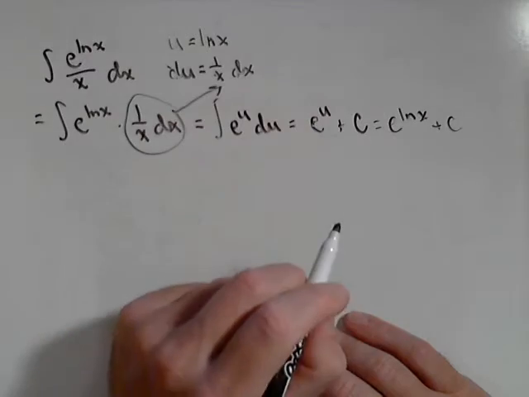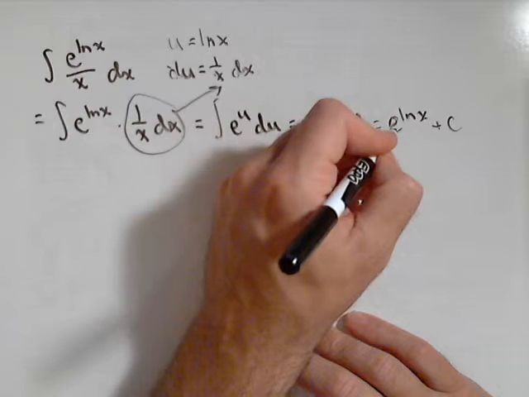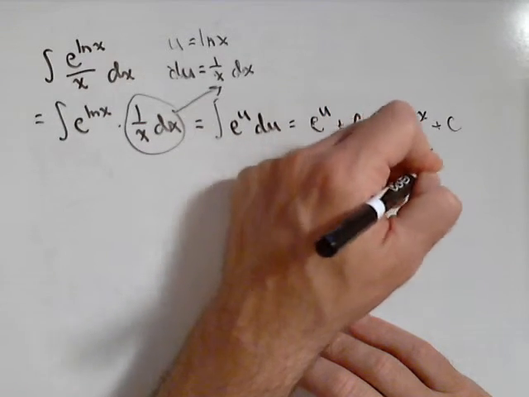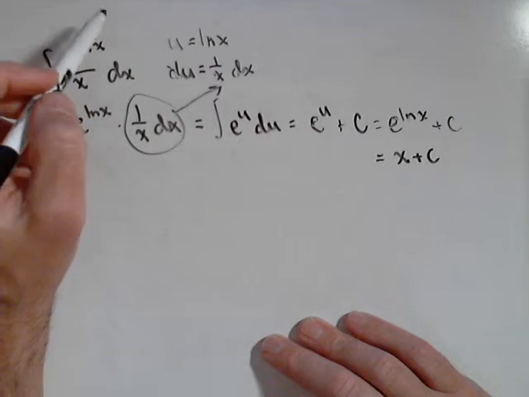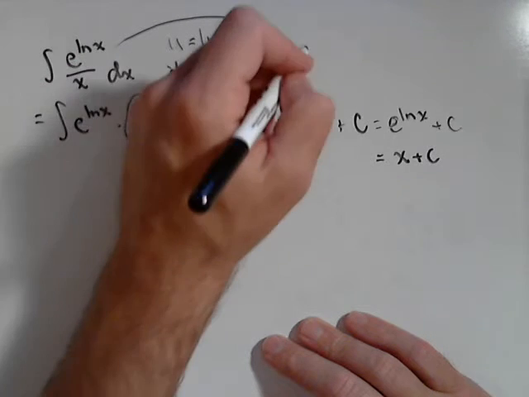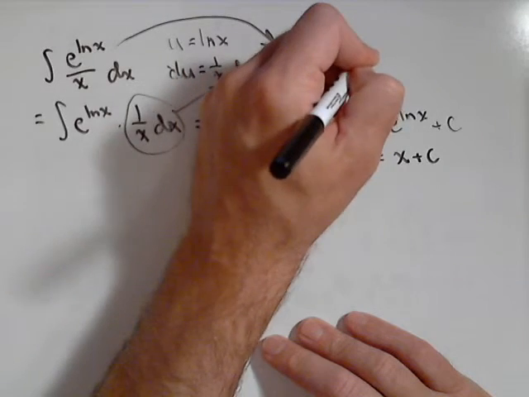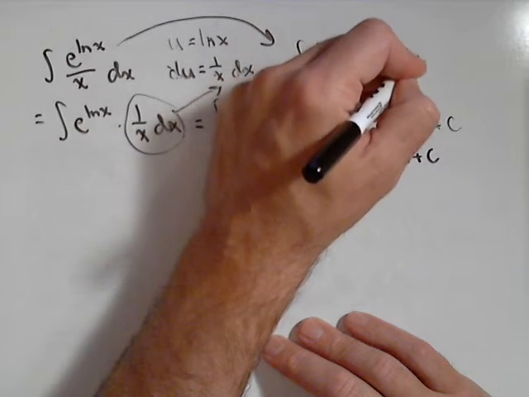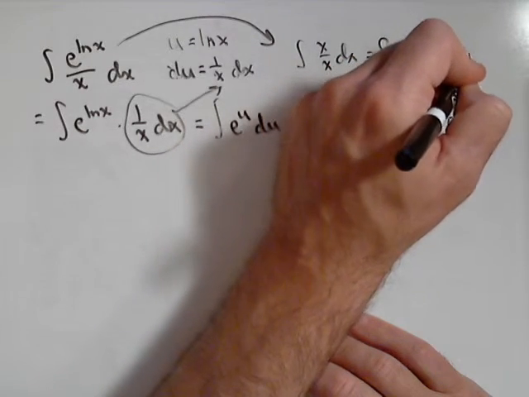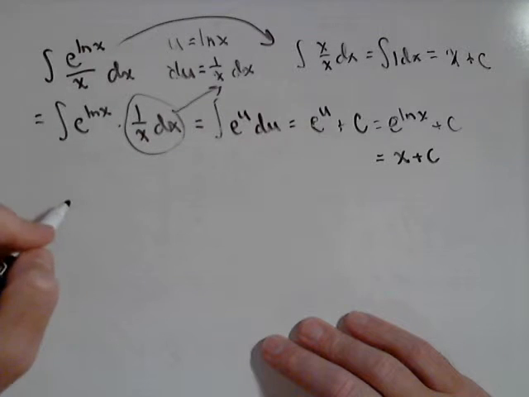plus c. Now on this one there's a property of logs that we could have applied. e to the ln of x is just x, so this is actually just x plus c. We could have applied it back at the beginning. This is really interesting. If we had e to the ln of x is just x, we would have had the antiderivative of x over x dx, or the antiderivative of 1 dx. The antiderivative of 1 is just x, so we'd have x plus c. So a nice little quick check using properties of logs.